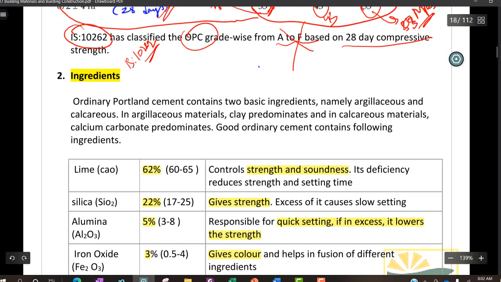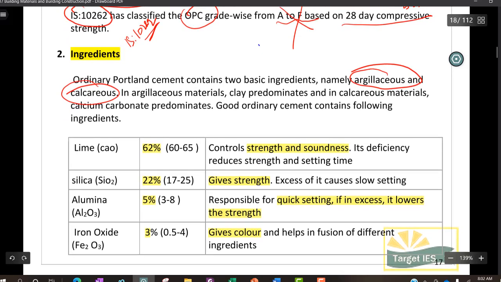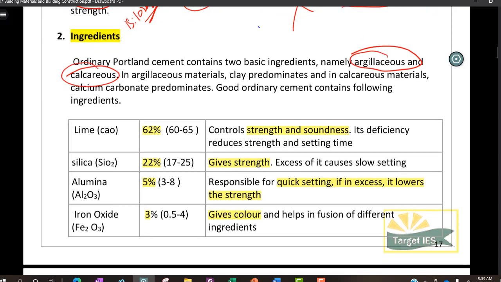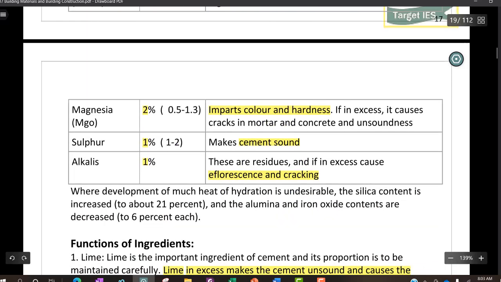Very important. Now coming to ingredients, I have told you it has two types of stones. One is argillaceous, second one is calcareous. So in these stones we will be having different compositions again, right? Stone is not just one composition, it will have different compositions. So obviously whenever you are mixing it, we'll be having different compositions of lime, silica, alumina, iron oxide, and we'll be also having magnesia, sulfur and alkalis. See, these alkalis are not good.